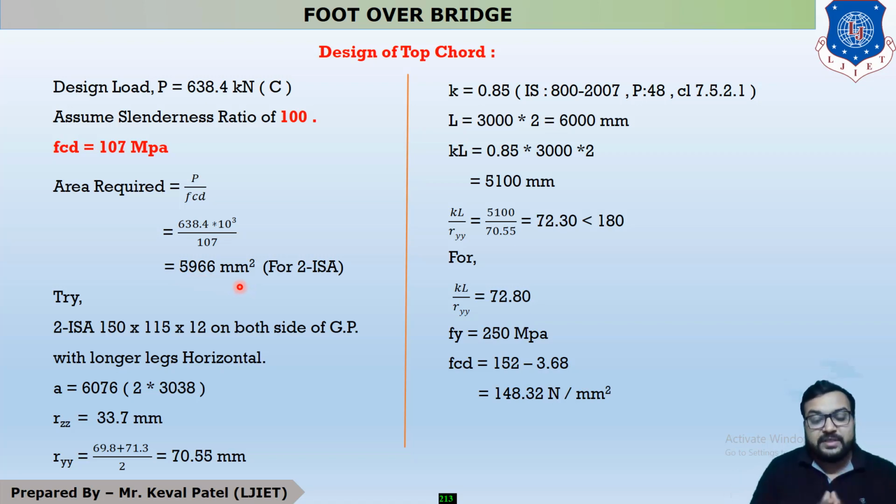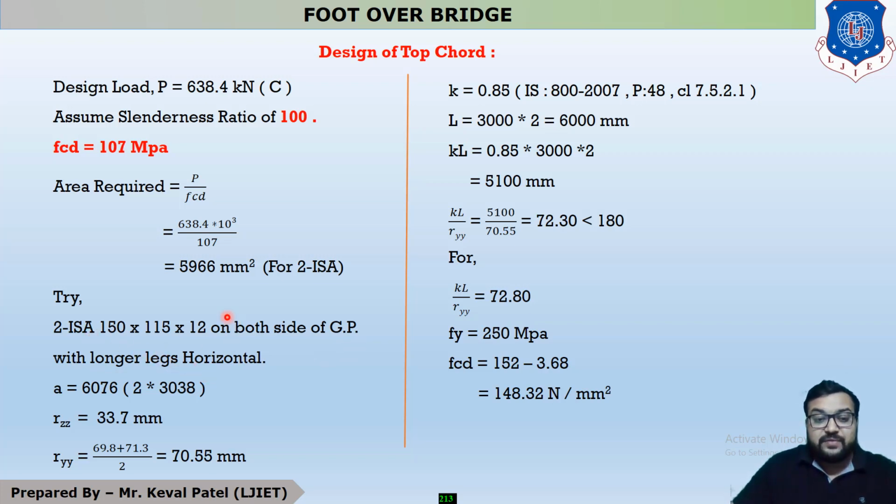Now this is too much area, so we are providing two ISA back to back Indian standard angles. You could also provide a single IS angle, but for the safer side we are providing two back-to-back Indian standard angles. This is not our final answer, but let us try two Indian standard angles having an area of about 5966 mm square. So we try two Indian standard angles 150 × 115 × 12 on both sides of the gusset plate with longer legs horizontal.